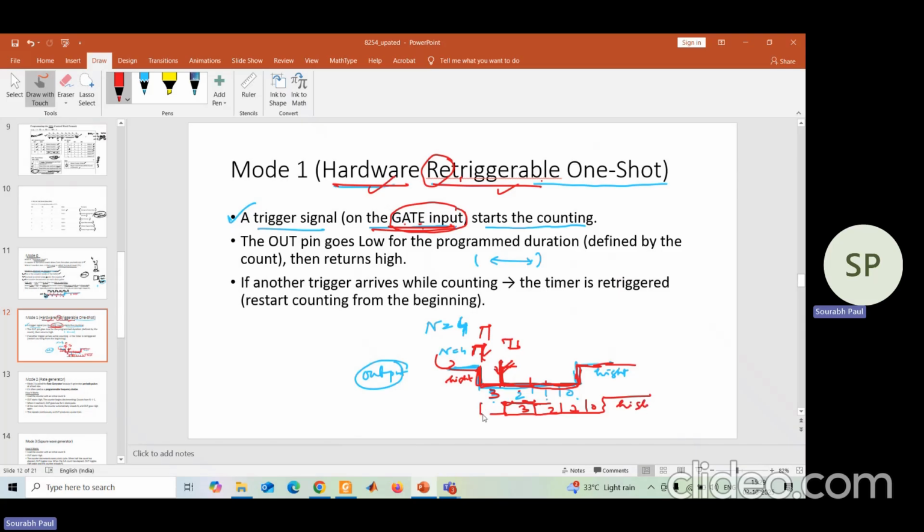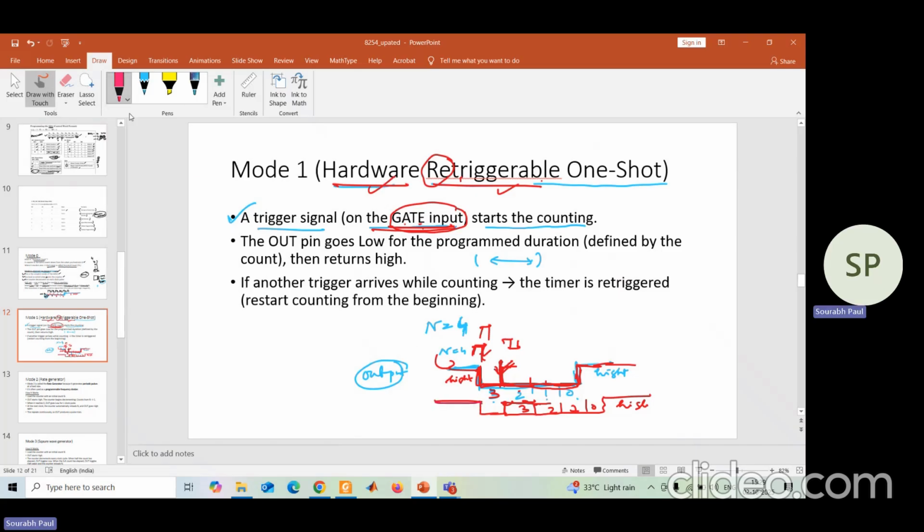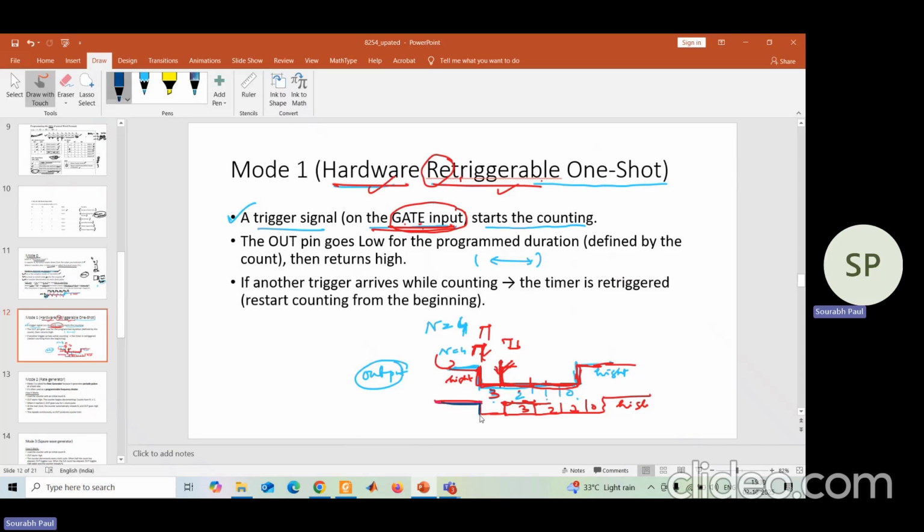Okay, so this will be the shape of the signal. First it was 0. Let me draw it in another color. Initially it was 0. Here it was 3. Then you have given the trigger once again at that point. Again it is starting from 3, then 2, then 1, then 0, and again high. So that's why this is known as retriggerable.